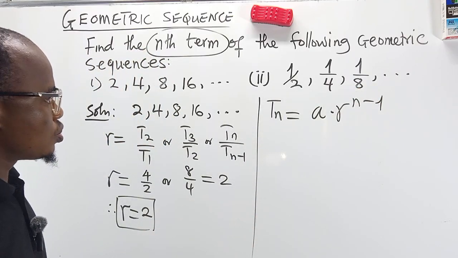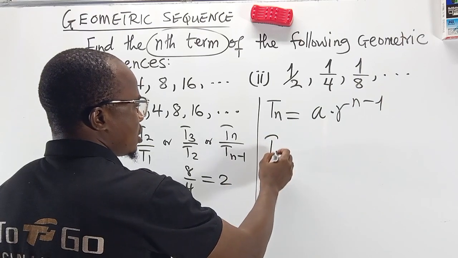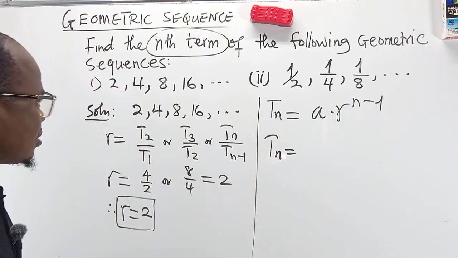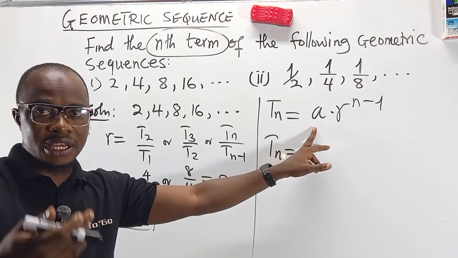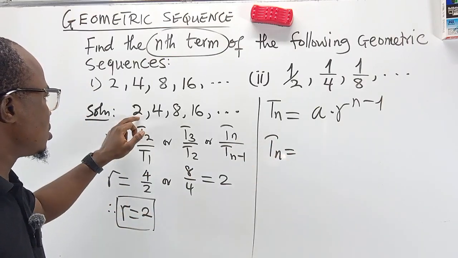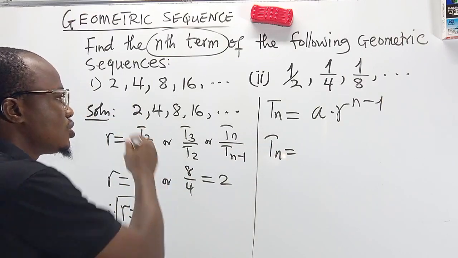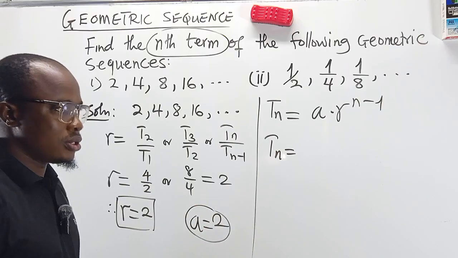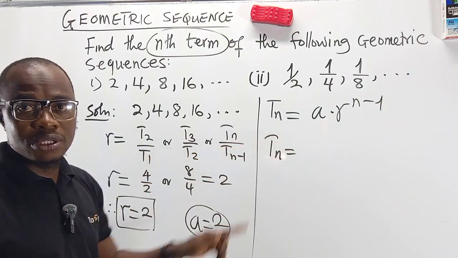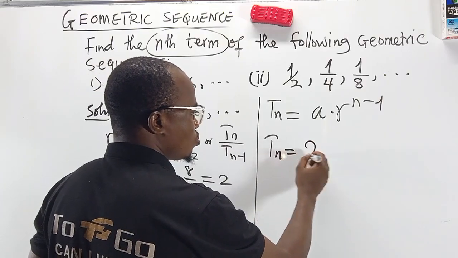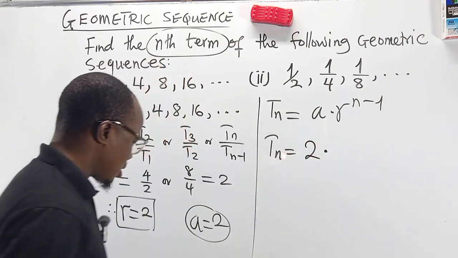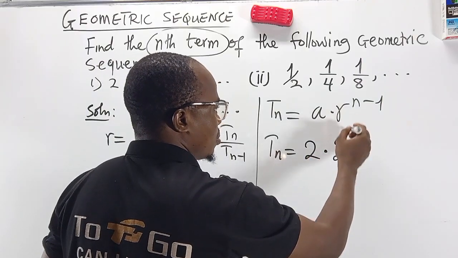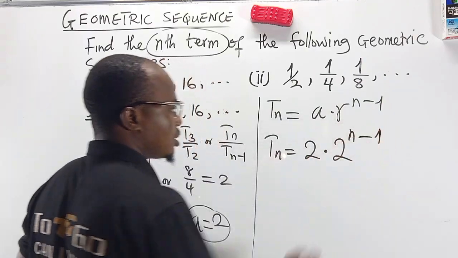Now, from there, what are we going to do? Tn is what we are looking for. What is our a? Do not forget that a represents the first term, and the first term here is the first number on the list. So therefore, our a here is 2. Anywhere we see a here, we replace it with 2. We have 2, then multiplying. What is our r? Our r is 2 here. So we are going to have 2 to the power of n minus 1.